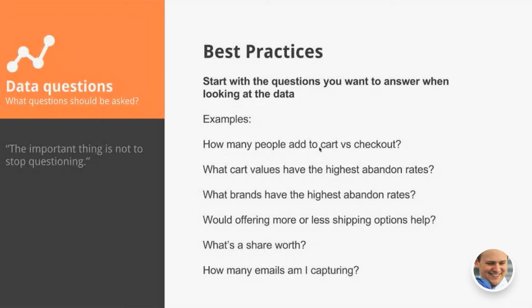So we always recommend starting with the question. A couple questions you might want to start with are, how many people are adding to cart versus checking out? Or what cart values have the highest abandonment rate? Or are there certain brands that people are adding to cart but not ordering? Different things like, would offering more or less shipping options help out? Once you sort of have these questions, then you know what your goal is whenever you're looking at the data.